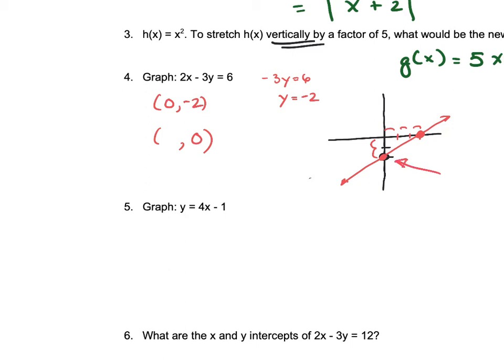Then I do it again, but this time I let y equal 0. So -3 times 0 is 0. And the equation becomes 2x equals 6. Divided by 2, x is 3. That's this point right there. I graph those 2 points, and I can draw my line through them. So that's graphing with your y-intercept and your x-intercept. Sometimes much easier, especially when it's in this.